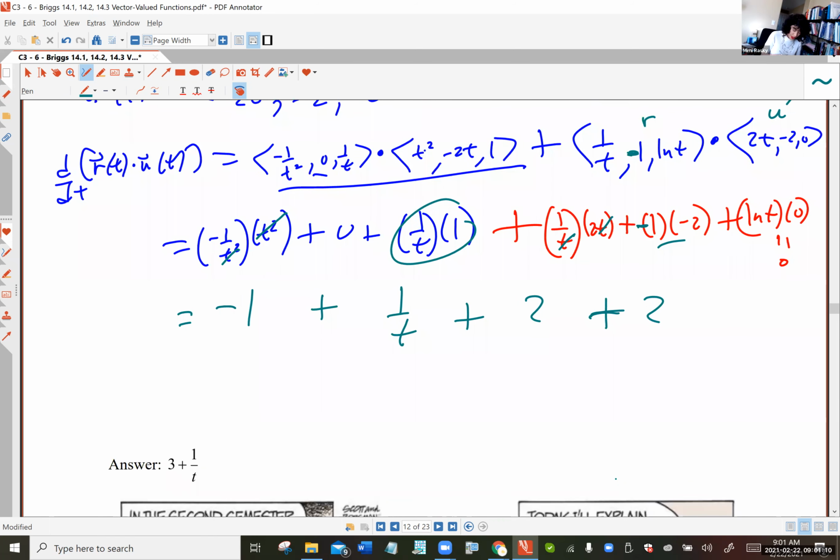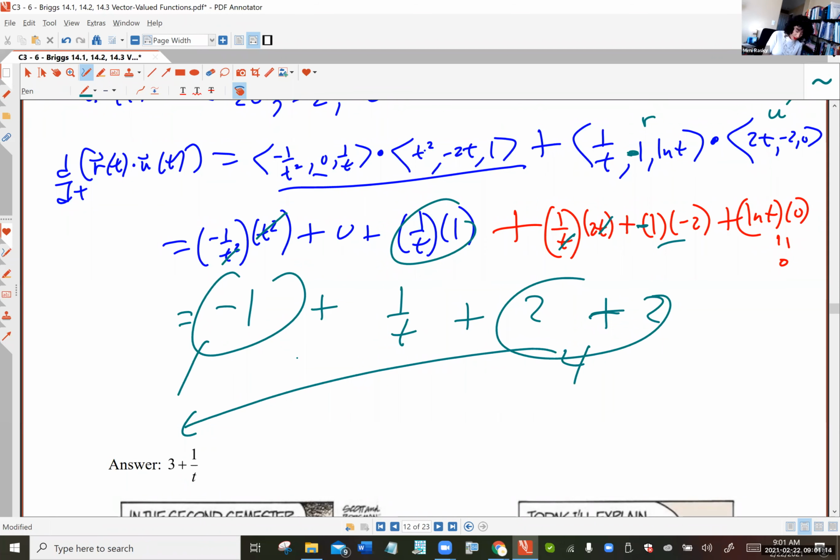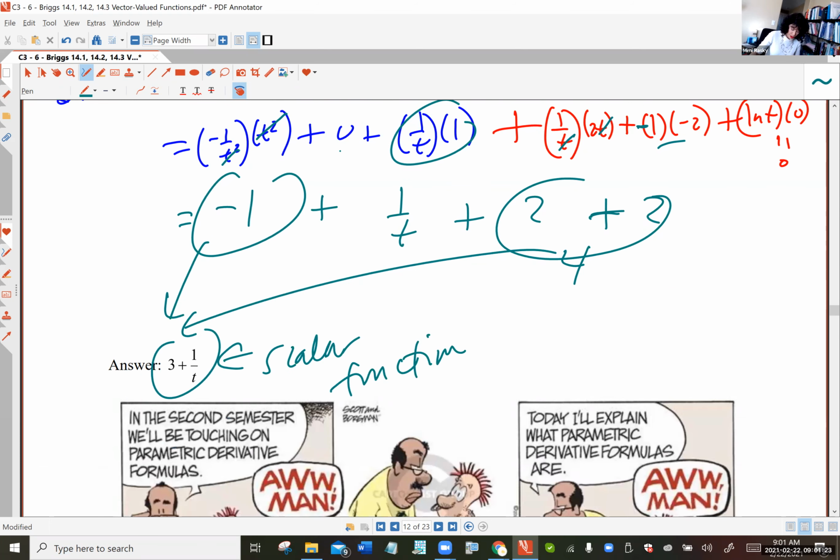So that is going to give me, well, I have -1 plus 4. That will give me the 3. And then plus 1 over t. So this is a scalar function. It's not a vector valued function. So forgetting a negative can really mess you up.